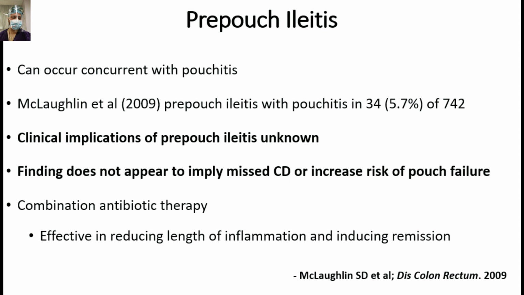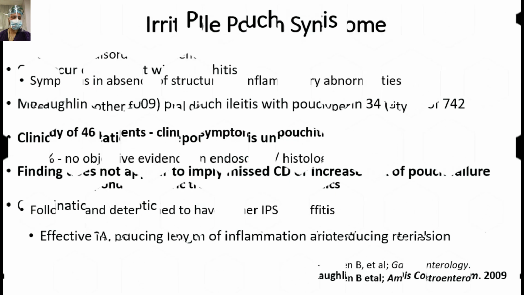The clinical implication of this entity is unknown, and you have to understand the finding of pre-pouch ileitis. As we understand, Crohn's disease involves the small bowel, but this does not imply an increased risk of pouch failure because of Crohn's disease, and it can be dealt with along the lines of pouchitis, with a combination of antibiotics that help to reduce the inflammation and induce remission.